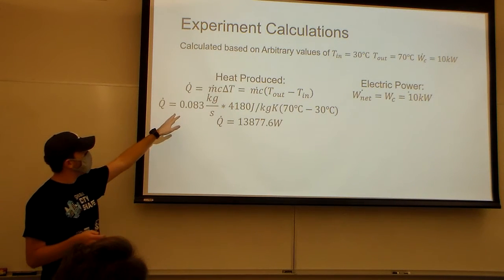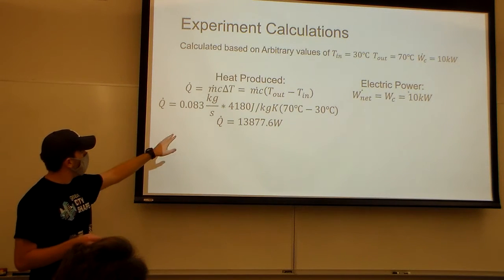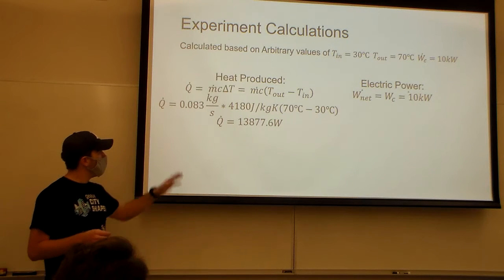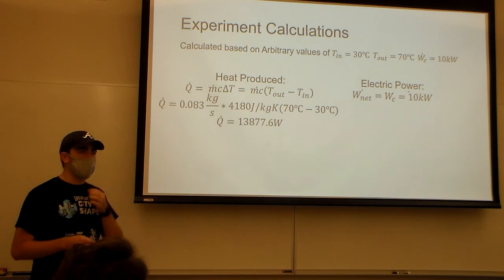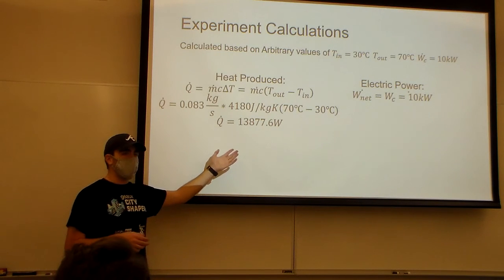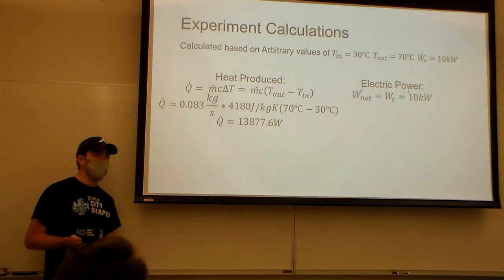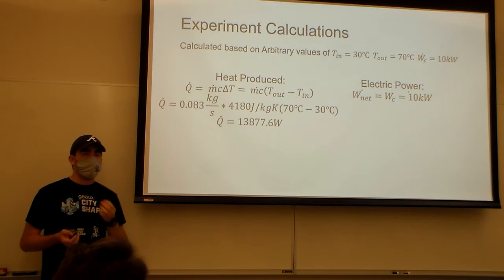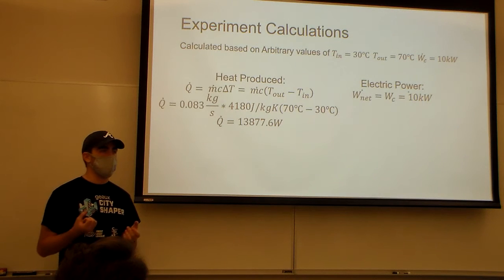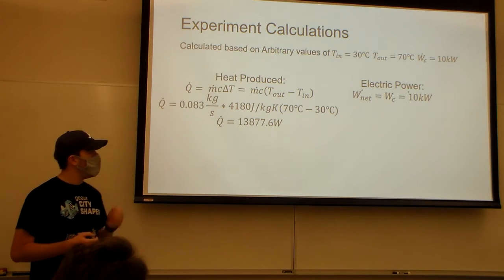We just use Q dot equals m dot C delta T. And we're given an m dot in the lab, which is about 5 liters per minute, which converts to 0.083 kilograms per second. After doing this, we get a Q dot of around 13 kilowatts. And again, as I said, we want to find the electric power. However, for a refrigeration system, the only work happening to the system is the power consumed by the compressor, which we'll be able to measure with our apparatus.